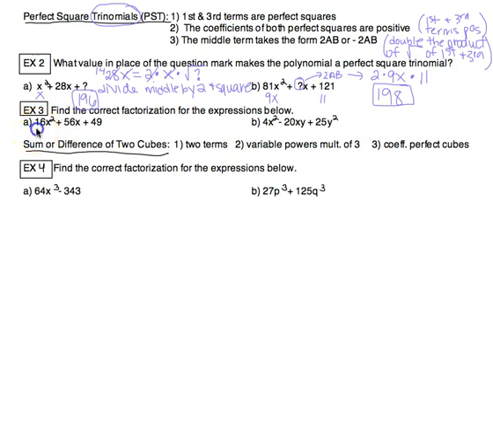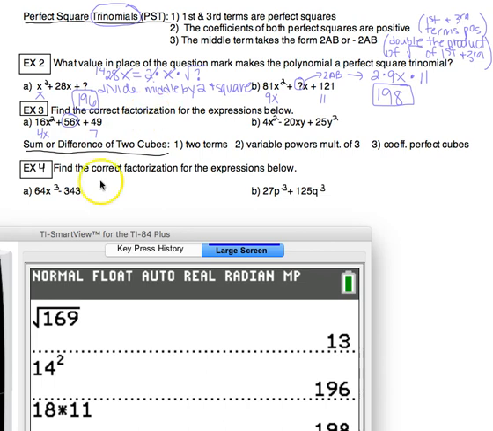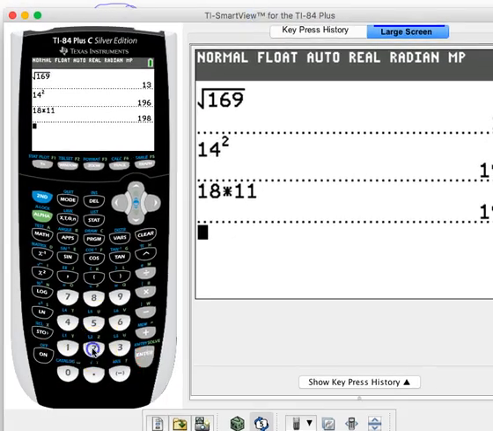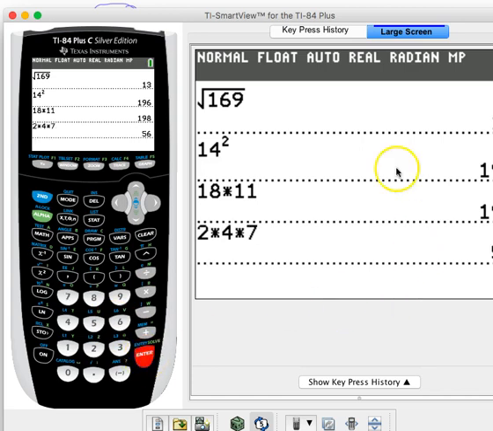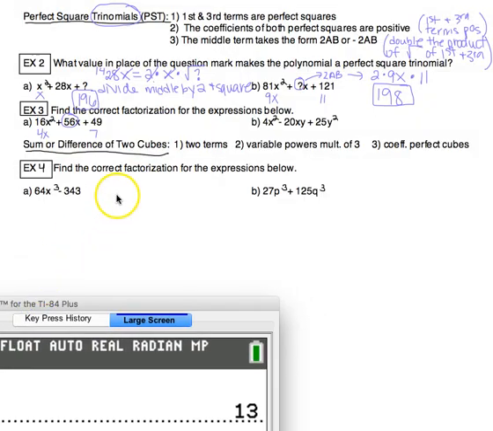So the square root of 16x squared is 4x. I usually write them underneath. Square root of 49 is 7. So now I just need to make sure that 56 is 2 times 4 times 7. So again, check it to be sure. So 2 times 4 times 7 is 56. So I know, yes, this is a PST.